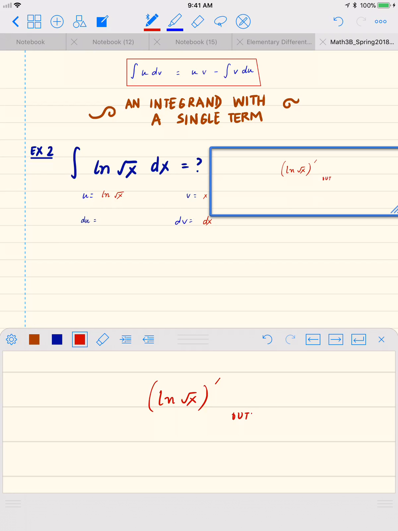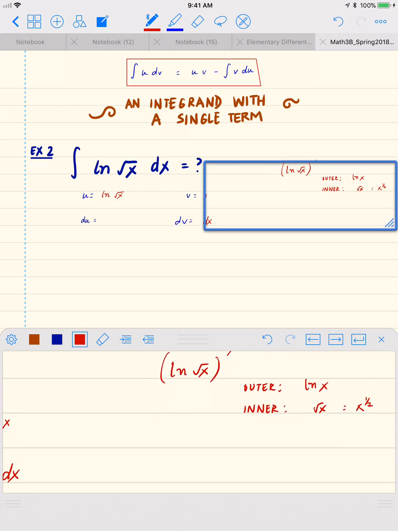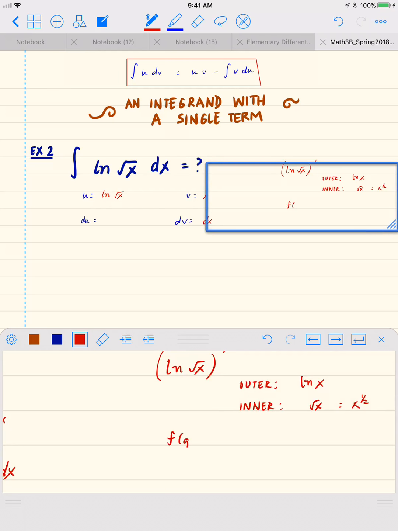So to use the chain rule, we've got the natural log of square root of x, prime. Our outer function is natural log of x, and our inner function is square root of x, which we can actually write as x to the 1/2. If we remember our formula for the chain rule, if you want to take the derivative of the composition of two functions, f of g of x, you need to take the derivative of the outer function, evaluate it at the inner function, and multiply that by the derivative of the inner function.